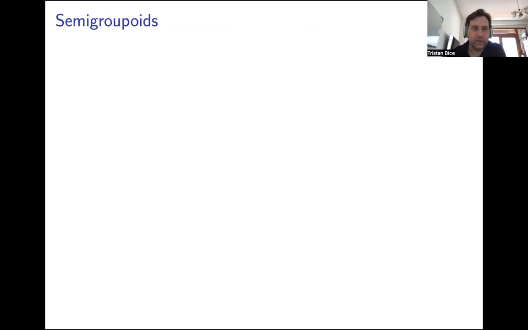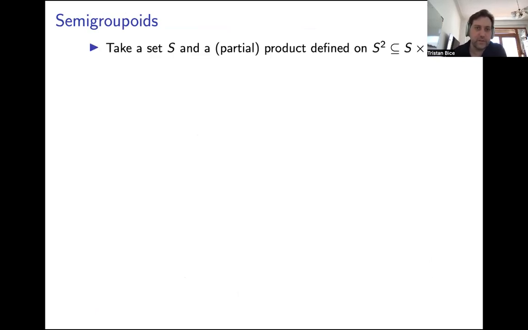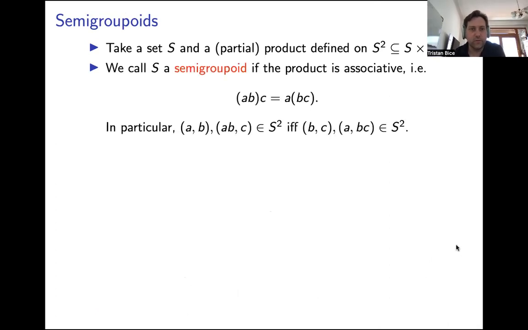Okay, so let's first, just to start off, talk about a very general kind of structure, which I'm going to call a semi-groupoid. So a semi-groupoid is simply a set together with some partially defined product. Okay, but it does have to satisfy one extra thing. We want our partially defined product to be associative. So this is associativity in the usual sense.